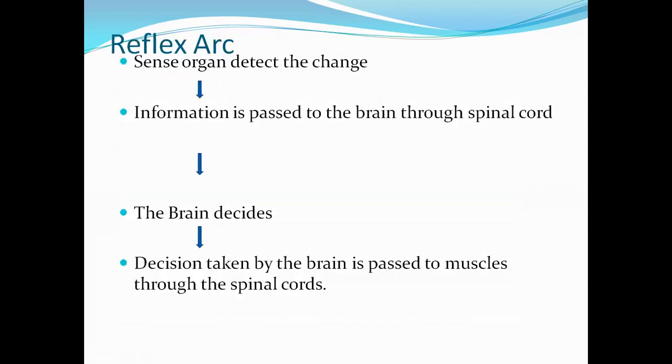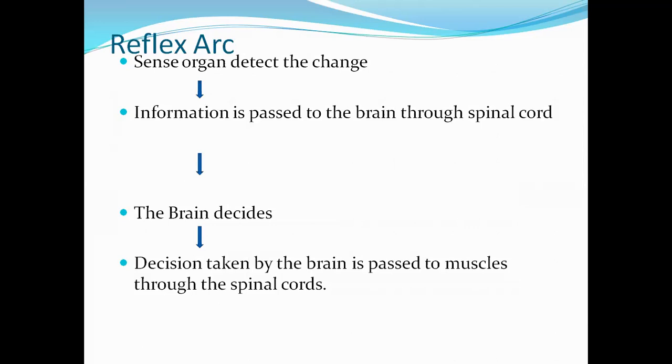Next topic is the reflex arc. Whenever there is a change in the environment, our sense organs can detect the changes, and the whole process can be depicted in the following way. First, the sense organs detect the change, then the information is passed to the brain through the spinal cord. Then the brain decides, and whatever decision is taken by the brain is passed to the muscles through the spinal cord. So this is the pathway by which we respond to a change in the environment.